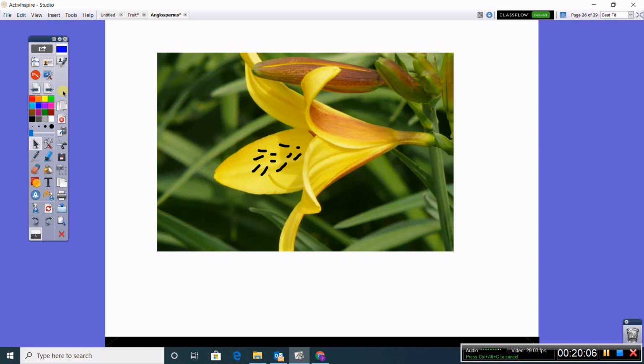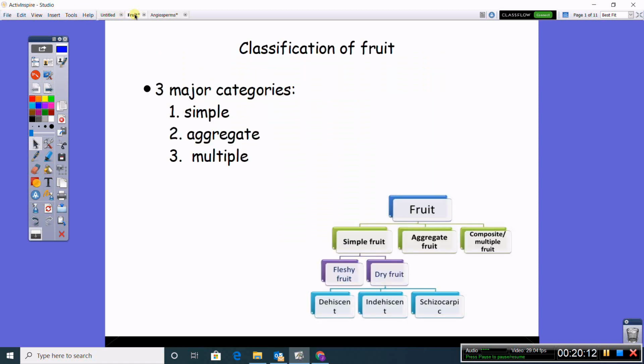Now I want you to set those aside and get your fruit notes out. We're going to talk about the classification of fruit real quick. All right, so there are 3 categories of fruit that I want you to be aware of. Okay, we've got simple fruit, we've got aggregate fruit, and we've got multiple fruit.